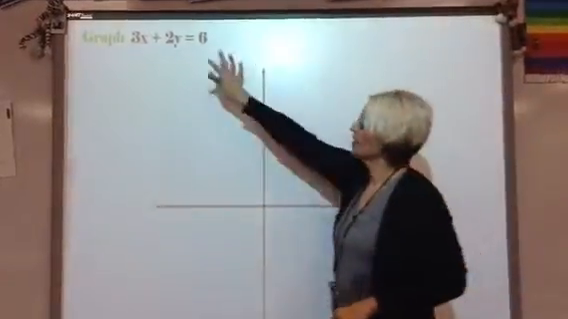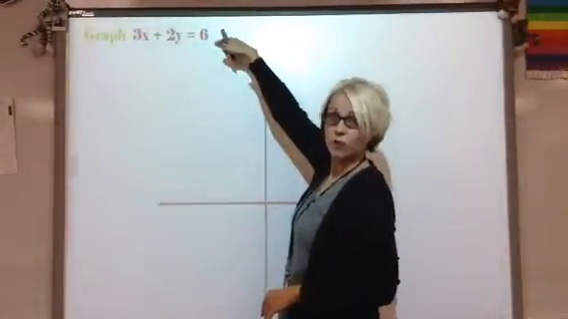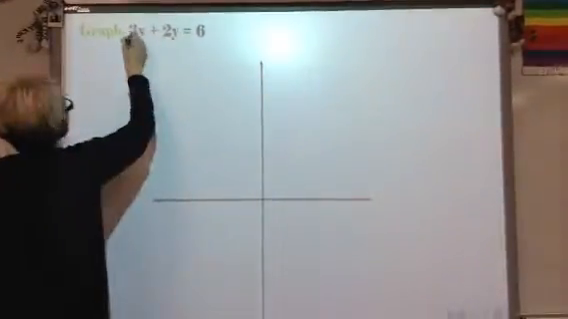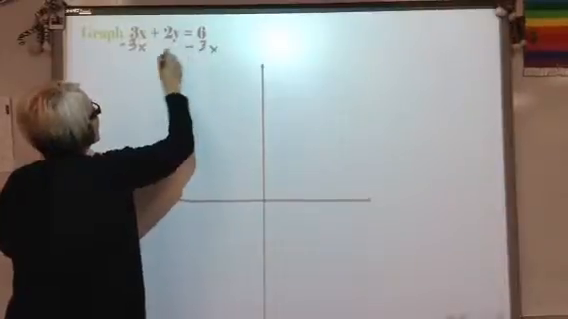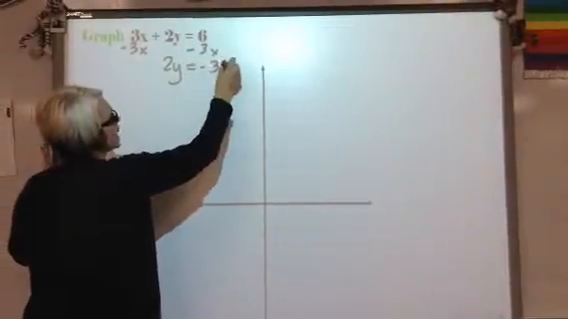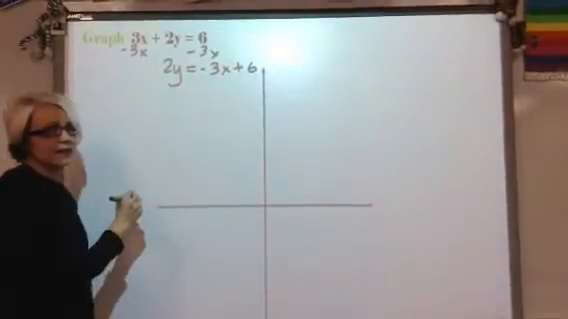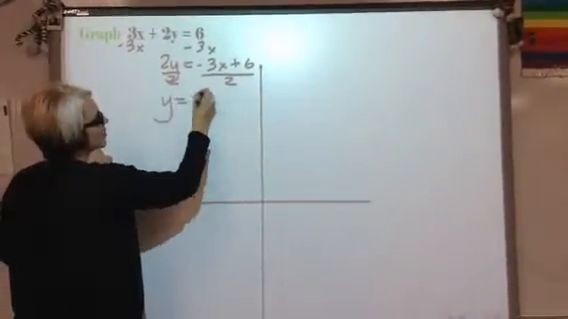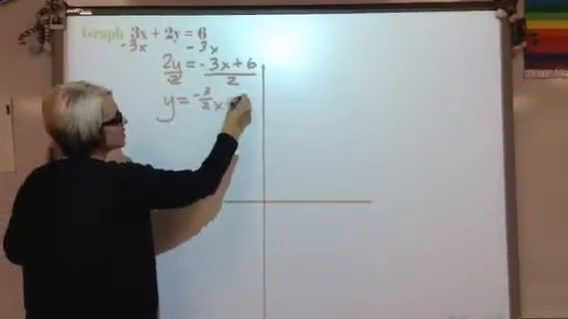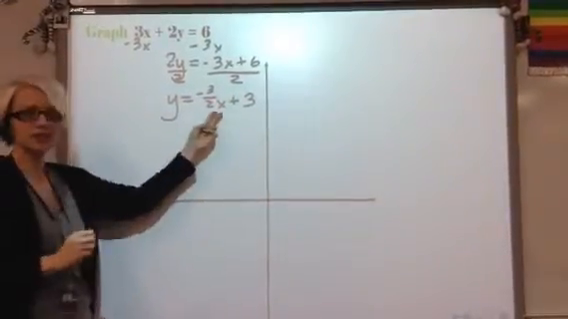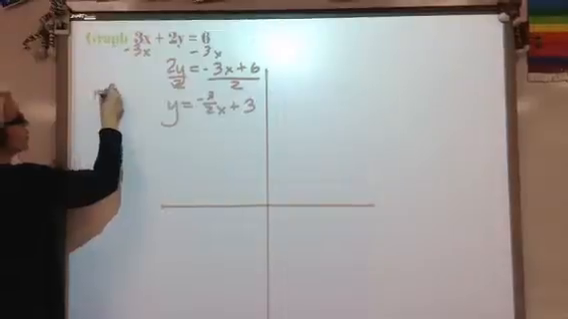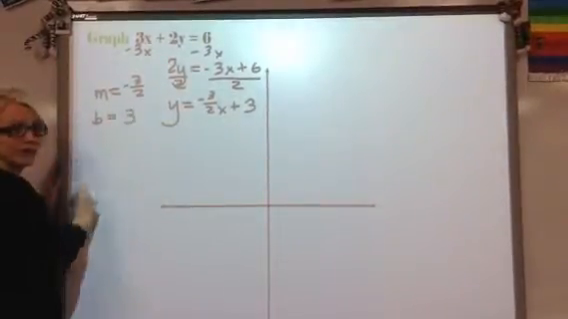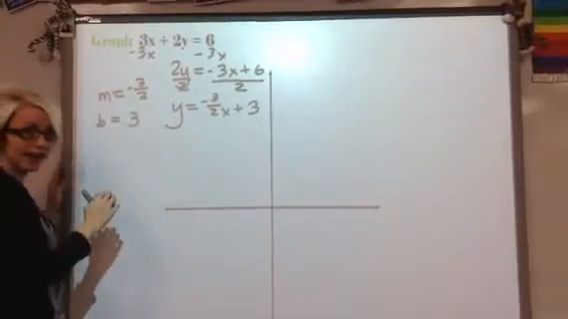Now we have a graph. So the first thing we're going to do is solve for y, because we want to get it into slope-intercept form. So we're going to subtract 3x, and we have 2y is equal to -3x plus 6. Now we're going to divide by 2, and we have y equals -3/2 x plus 3. Now this equation tells me two things. I know the slope now is -3/2, and I know the y-intercept is a +3. So this is how we're going to graph.